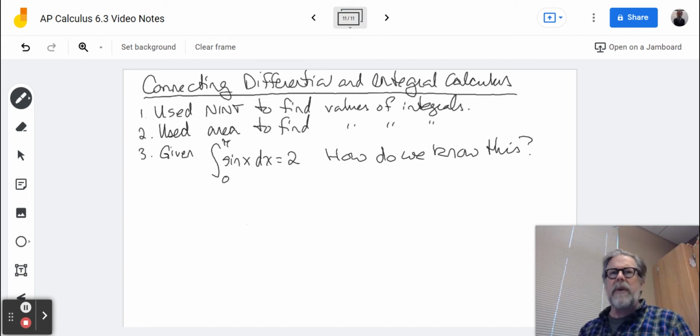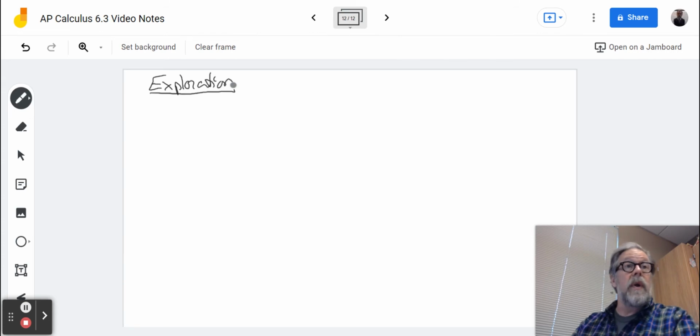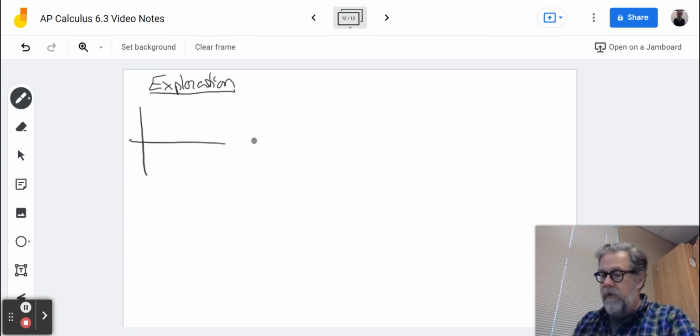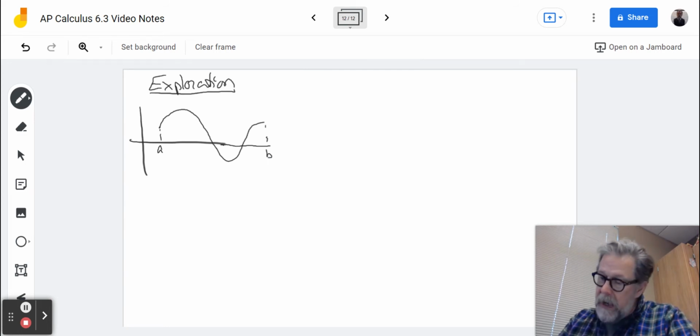And how did they know this before calculators? Did they just calculate every single rectangle and add them together? So we're going to talk about this, and we're going to start with an exploration. We are going to look at just some random function that looks like this, and it runs from A to B. And we're going to pick some random value of x, and we're going to draw all of our little rectangles in.